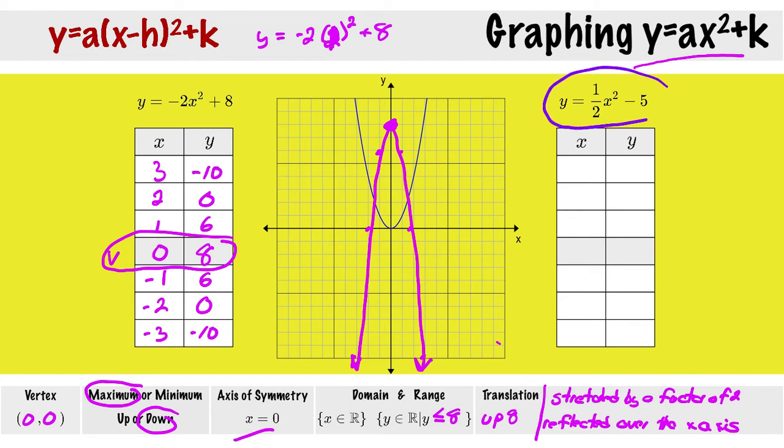Next example is positive. Again, I'll start with 0 in the middle, stepping away by 1s 3 times. I'll do this completely verbally this time. 0 squared is 0, half of 0 is 0, minus 5 is negative 5. 1 squared is 1, half of 1 is a half. A half minus 5 is negative 4.5.